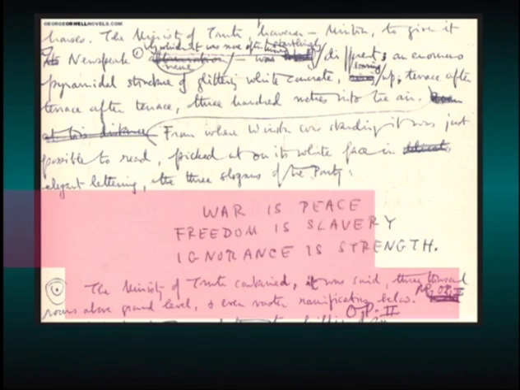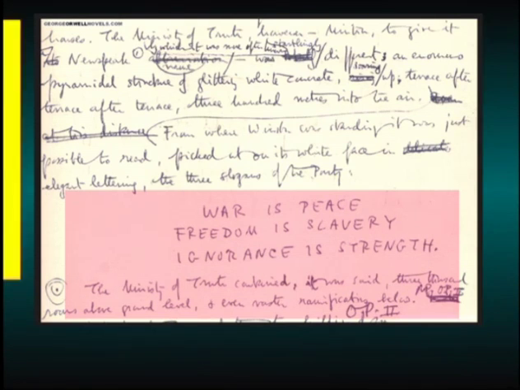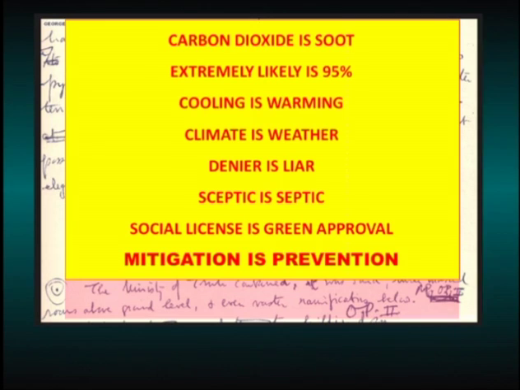The famous phrase is war is peace, freedom is slavery, ignorance is strength. Well, of course, the equivalent is carbon dioxide is soot. Extremely likely is 95%. Cooling is warming, climate is weather, denier is liar, skeptic is septic, social license means green approval. And mitigation is prevention.